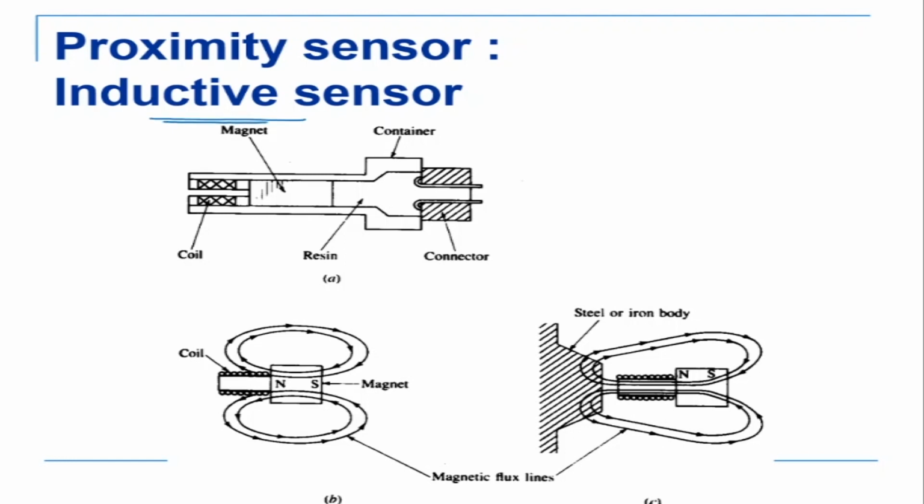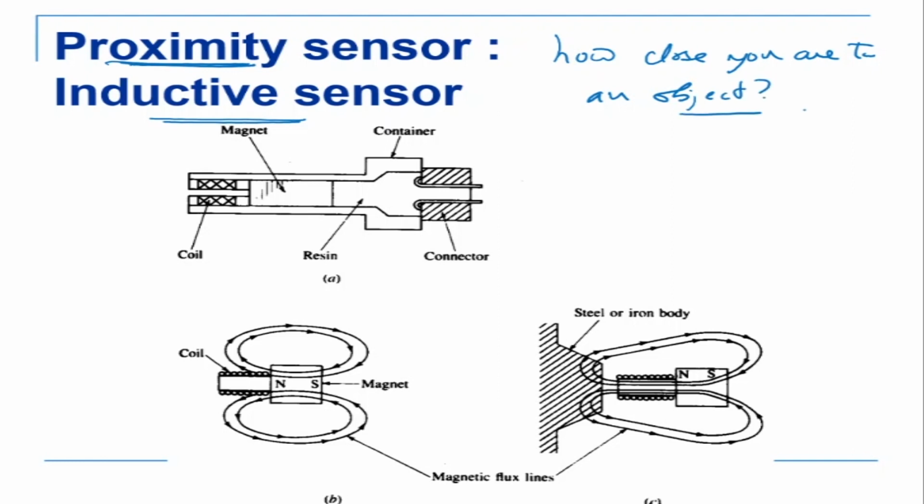We can have inductive sensors. In proximity, as the name indicates, it means how close you are to an object. That is the meaning of the word proximity. That gives us the distance from an object or the proximity of an object. And these are non-contact sensors.